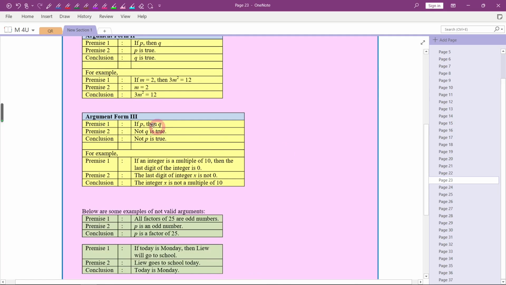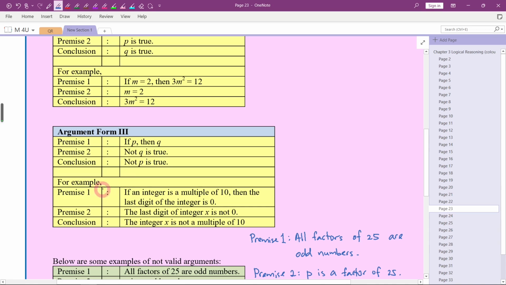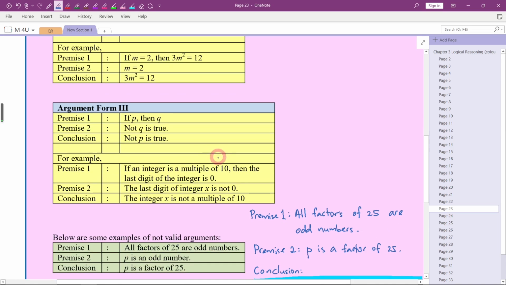Now let's look at argument form 3. If P, then Q. Not Q is true, then the conclusion will be not P is true. For example, if an integer is a multiple of 10, then the last digit of the integer is 0. So multiples of 10 will be 10, 20, 30, 40, 50, and so on. You will notice that all these numbers, the last digit, are 0, right?